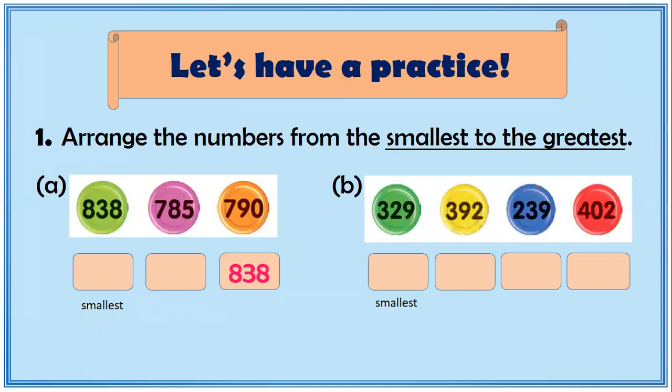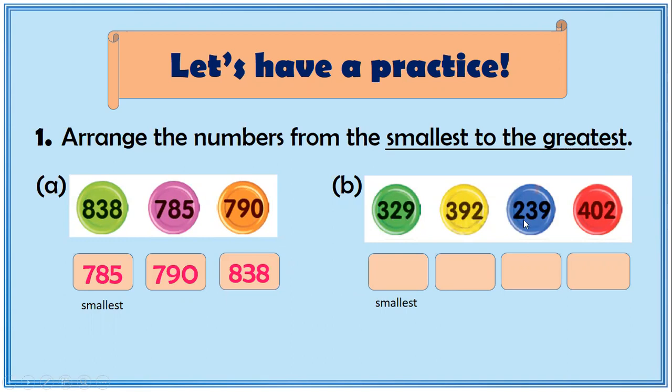So between these two numbers, which is the smallest? 7, 7, 8, and 9. So 8 is smaller than 9. So your smallest number will be 785 followed by 790. Okay, what about for letter B? Which is the smallest number?